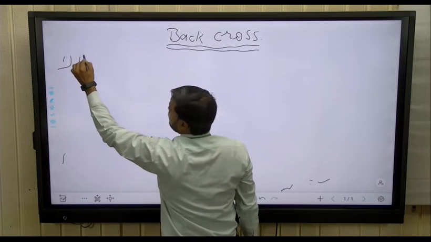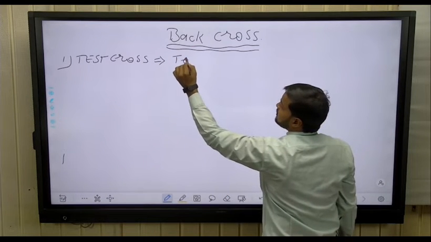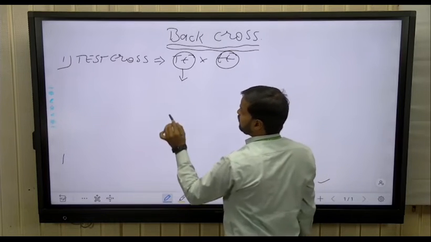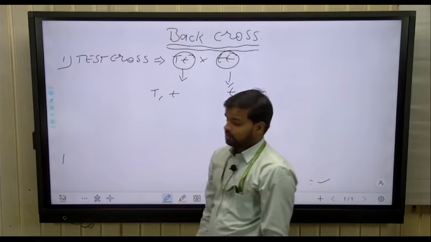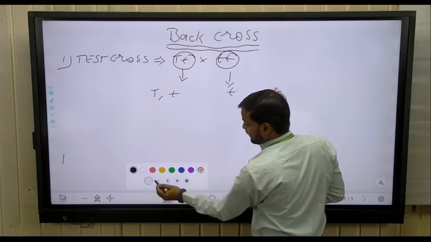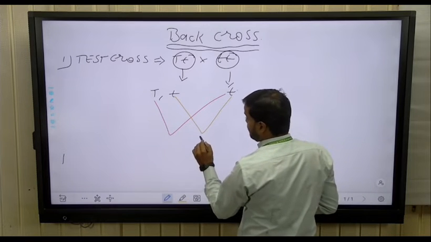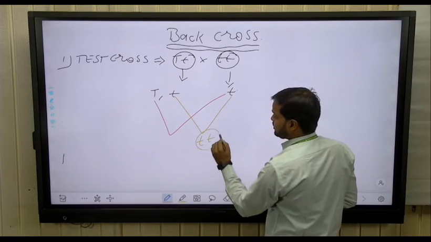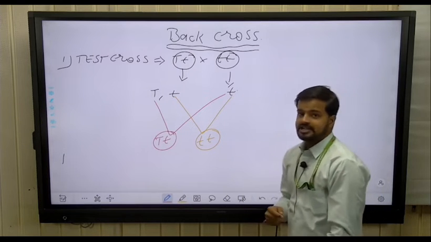First of all, we are drawing the test cross. The cross is between capital T small t and small t small t. Here two types of gametes are obtained, and only a single type of gamete is formed on the other side. As in the monohybrid cross diagram, capital T crosses with small t and small t crosses with small t. The genotypes are small t small t, and capital T small t. That means in the test cross we obtain only two kinds of plants.